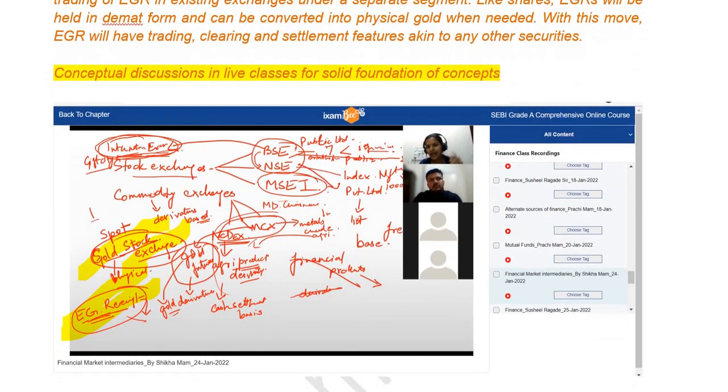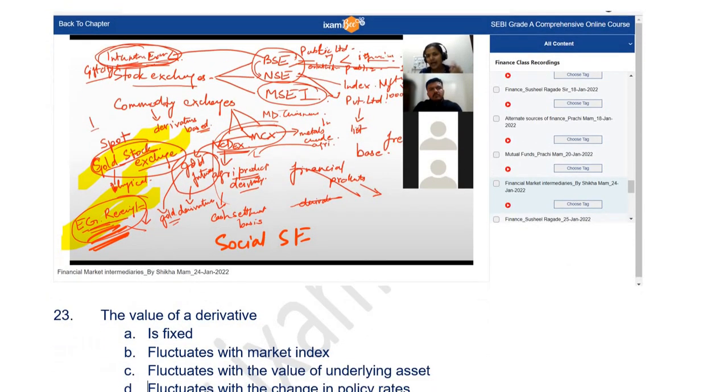Again, we have done such discussions when we have our finance classes. We do a lot of discussions on how things are interrelated. So this is a class that I had taken on the financial intermediaries and various news in the financial market space, where we had clearly discussed concepts like social stock exchanges, gold stock exchange, EGR, and various other such topics.